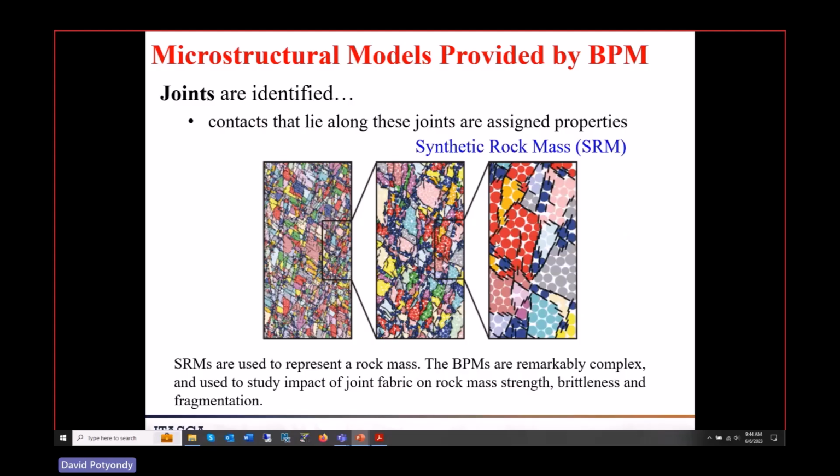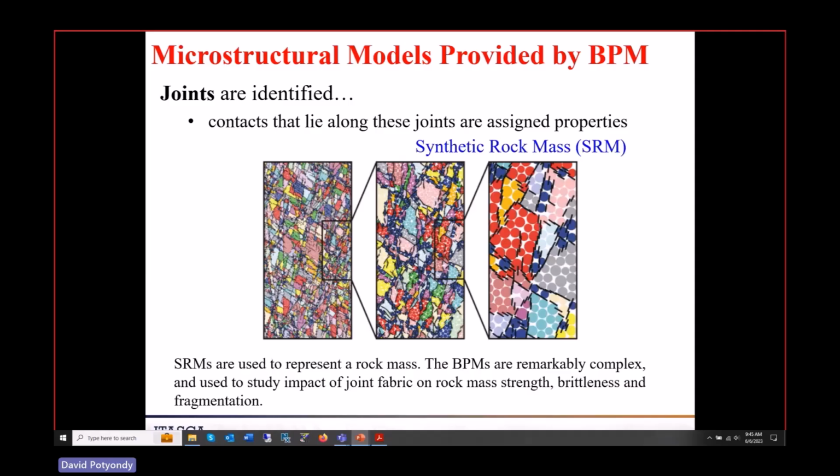These red guys are still all connected, but you get partial joints in the middle. You get intact material. You get a crazy complicated thing. This crazy complicated thing we refer to as a synthetic rock mass. Okay. And so these things have been used by people to actually try to look at the effect of the jointing structure on macroscopic behavior.